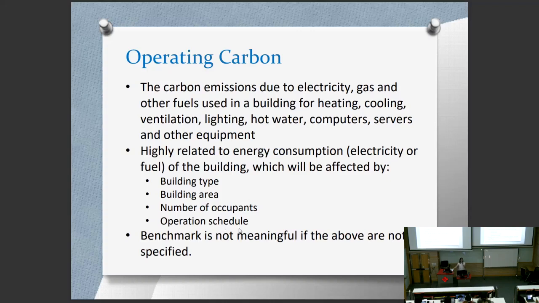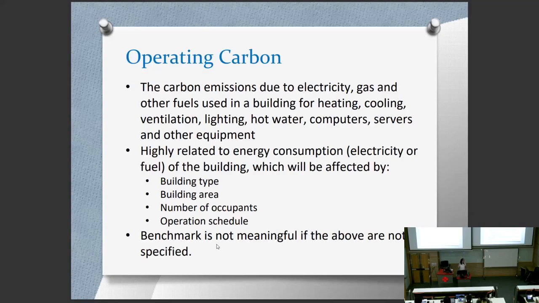Then operating schedule. Typically, a classroom in PolyU will operate from 8:30 all the way to 9:30. For an office building, maybe the operation hours will be shorter, but in Hong Kong, we often work overtime. So comparatively, I think the operating time duration for an office building in Hong Kong will be longer than in Europe. So a benchmark is not meaningful if the above are not specified.